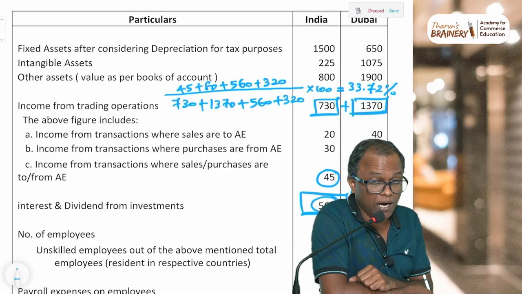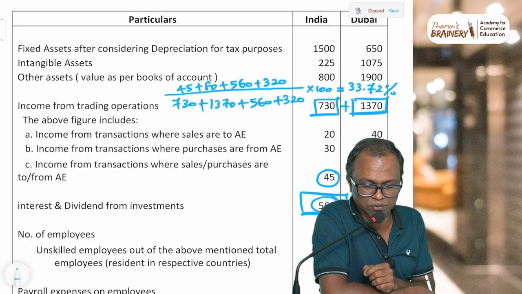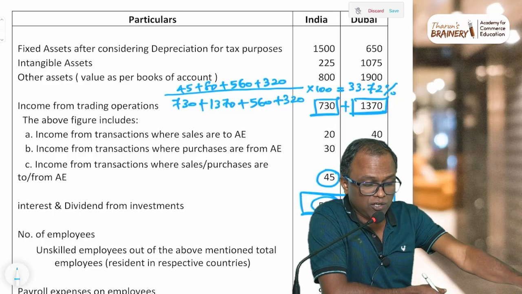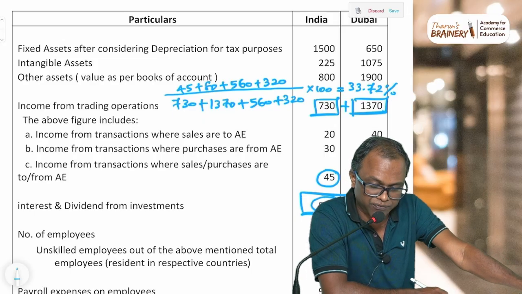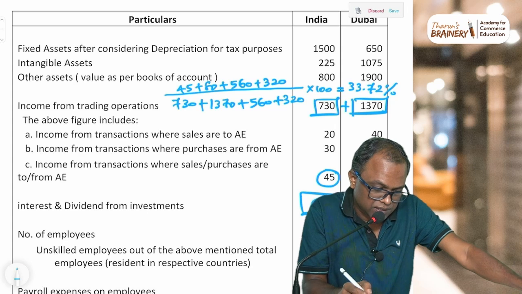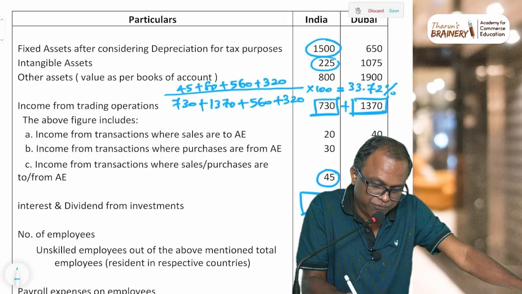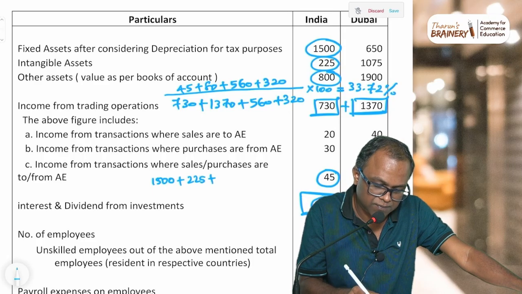Remember, nothing to do with India. First condition doesn't say that Indian passive income. No. Passive income of the foreign company should be less than or equal to 50% of total income. That is satisfied. And second test, value of assets in India should be less than 50% of the total assets. So fixed assets after considering depreciation for tax purpose in India, that is 1,500, and intangible asset 225, other assets 800. So 1,500 plus 225 plus 800.